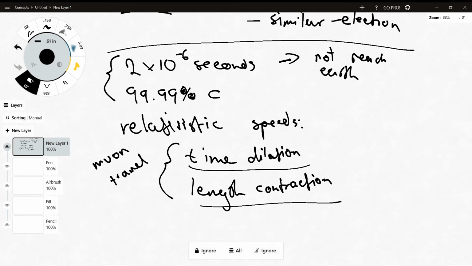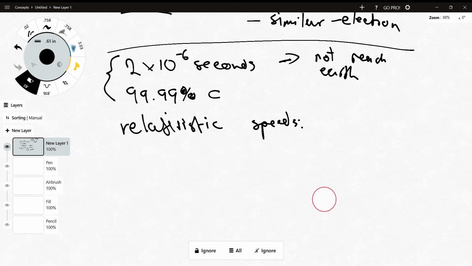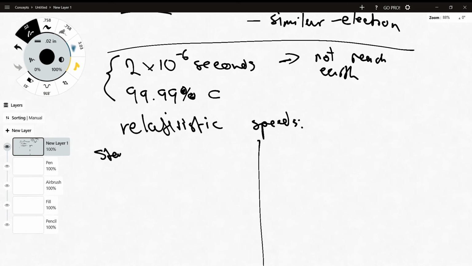So how do we know that they're here? Well, we start with time dilation. We'll split our page in half. We have a stationary observer on Earth. This scientist has the correct equipment to observe the muon, and the muon is moving at this velocity.